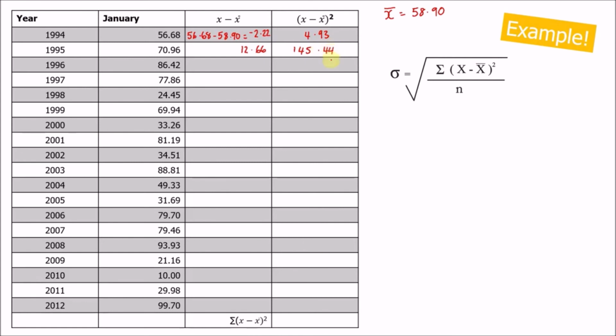145.44. What we can do then is go down the rest of this list and we can work out what those values would be. Okay, so 86.42 minus the mean would give us 27.52, and we would square that number and we'd get 757.35. I'm just going to whiz down now and put all of these calculations in.